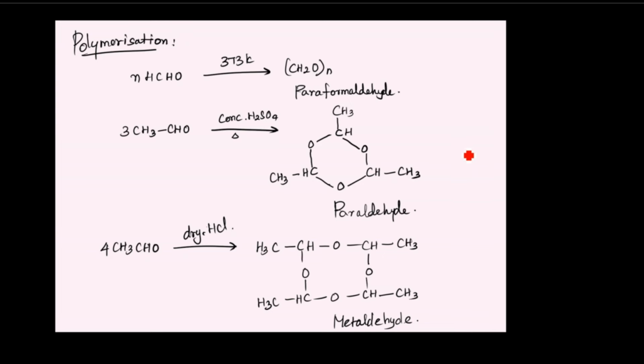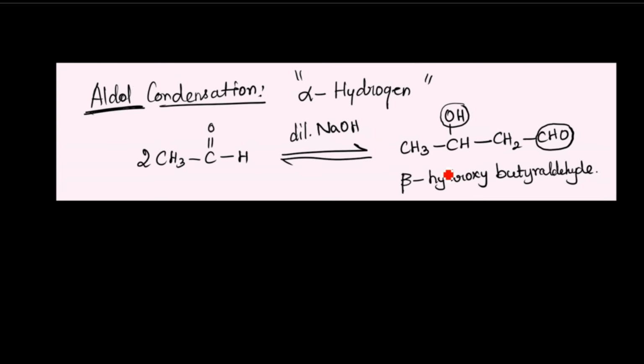depending on the number of aldehydes I am taking. Then the most important reaction in this chapter, that is aldol condensation. Aldol condensation means there should be an alpha hydrogen in the aldehyde. So we should be forming an aldol at the end of the process. That's why we are calling it aldol condensation.